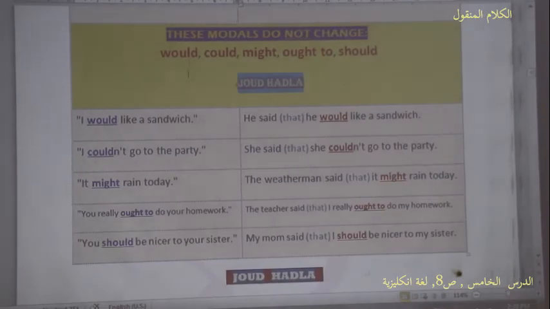And those modal verbs do not change: would, could, might, ought to, or should. We don't change them. So, I would like a sandwich. He said that he would like a sandwich. I couldn't go to the party. He said that he couldn't go to the party.